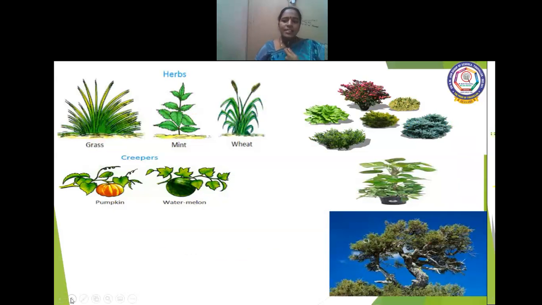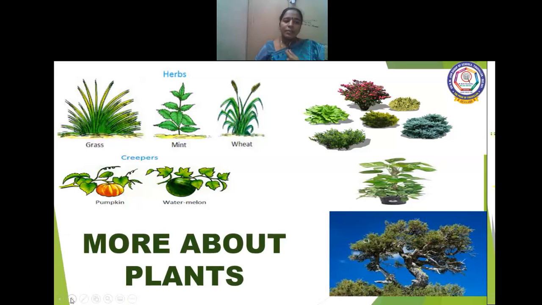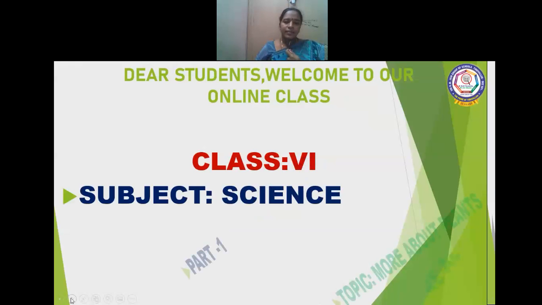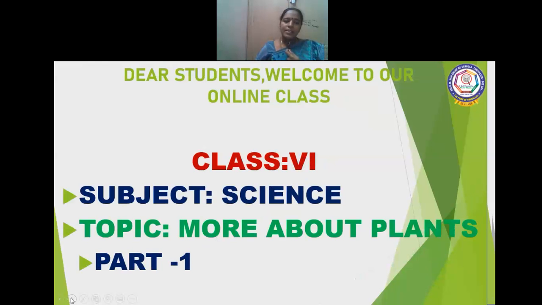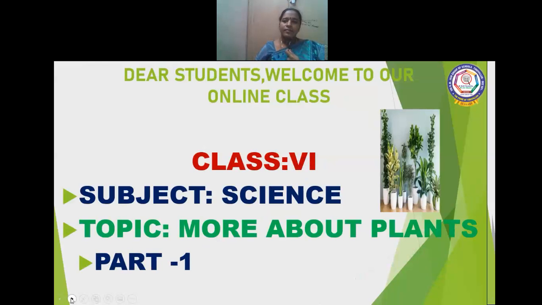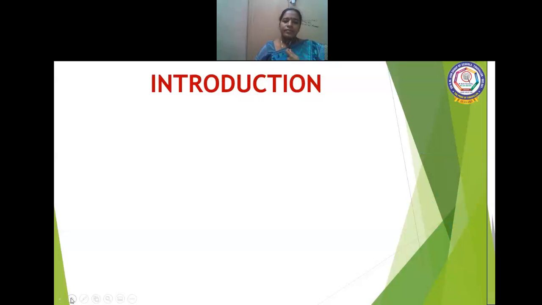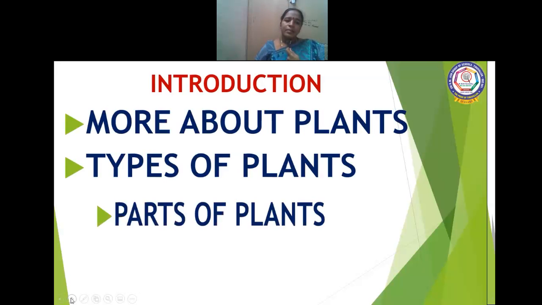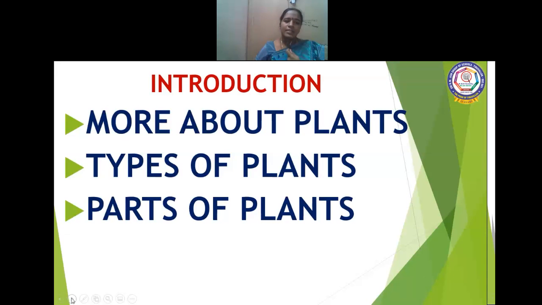Can you guess what lesson we are going to take, children? Different types of plants are there. We are going to learn more about plants. Class 6, subject science. Topic: more about plants, part 1. Introduction. More about plants, types of plants, parts of plants. We are going to discuss.